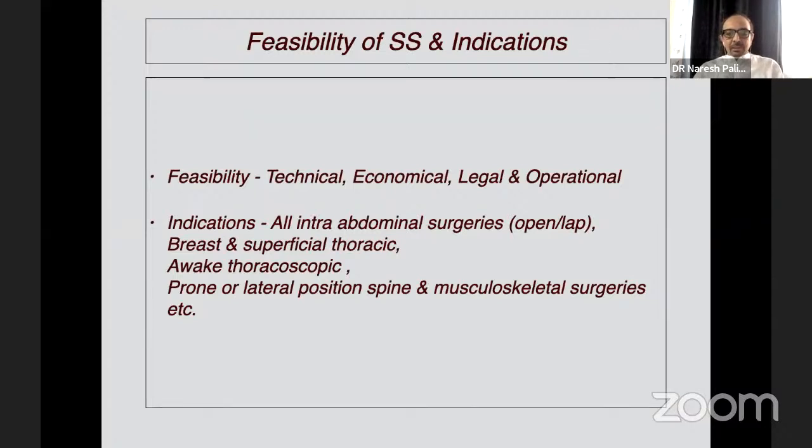About the indications, all the intra-abdominal surgeries, be it open, laparoscopic, major, minor, upper, lower, they all can be done under a segmental spinal. Breast and superficial thoracic surgeries, and also some awake thoracoscopic surgeries like bullectomy, thymectomy, lung volume reductions, they all can be done under segmental spinal. Even some prone and lateral position spine and musculoskeletal surgeries are also possible.